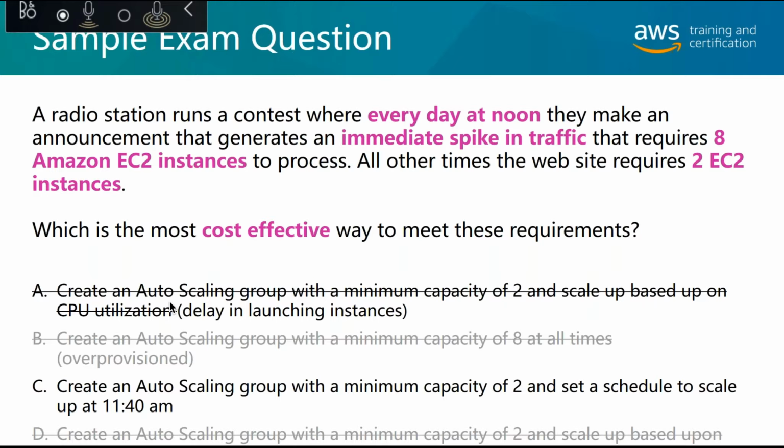Your best answer would be to create an Auto Scaling group with a minimum of 2 and set a schedule to scale up at 11:40 a.m. So it's pretty clear in the question. It says a contest where every day at noon they make an announcement. So that would be the most cost-effective answer.